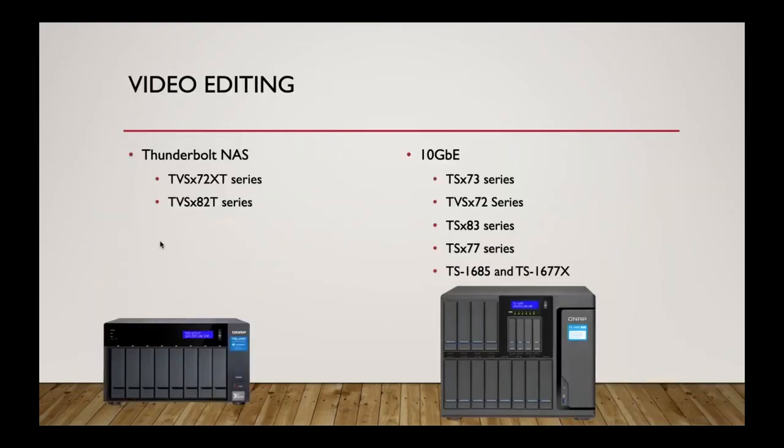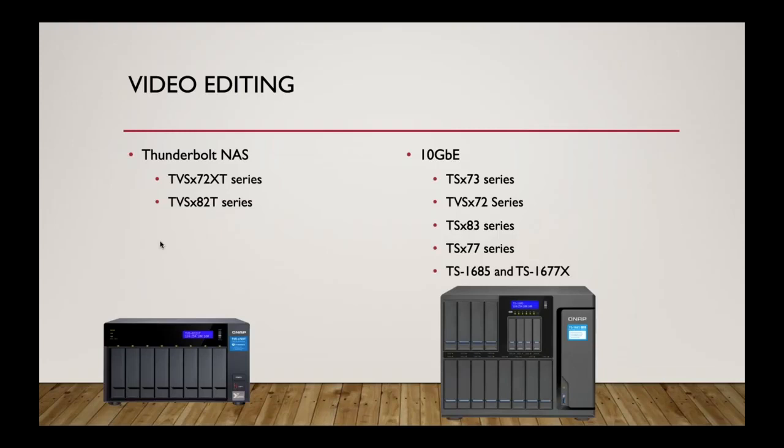So for video editing, if you want a Thunderbolt NAS, we have our 72XT series and our 82T series. So our 72XT series has excellent throughput, but it has only 2 Thunderbolt ports. And then we have our TVS 1282T3, which has 4 Thunderbolt ports. So I would say our 72 series, its throughput is actually just as good as our 1282T3.